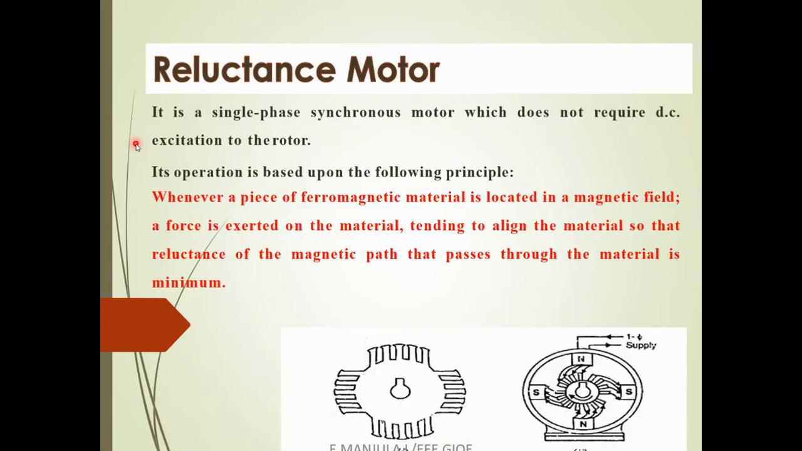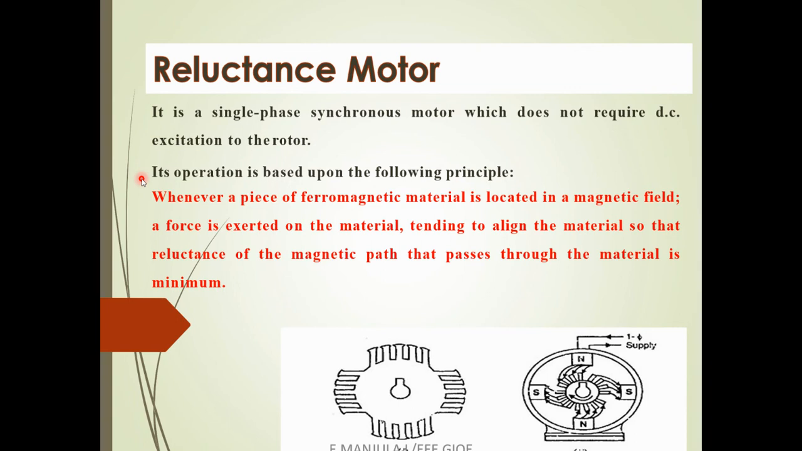So till now we have seen the repulsion motor, now we will see the reluctance motor. It is a single phase synchronous motor which does not require DC excitation to the rotor. Its operation is based upon the following principle: whenever a piece of ferromagnetic material is located in a magnetic field, a force is exerted on the material tending to align it so that the reluctance of the magnetic path that passes through the material is minimal.